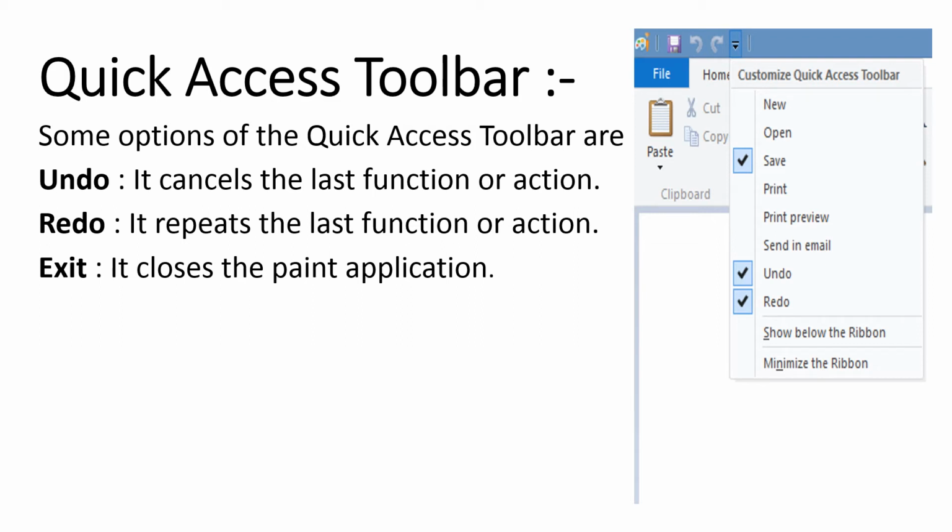Now some options of the quick access toolbar are undo, it cancels the last function or action. Suppose for example you have used any function, but afterwards you realize that you don't want that function in your drawing, okay. So you can use this undo button, it cancels whichever is the last function performed, okay. Redo repeats the last function or action, whichever function you have used last and you want to use it again, you can use this redo option. Then next is exit, when you click on exit, it closes the paint application, okay.